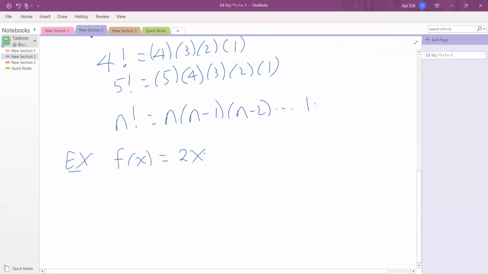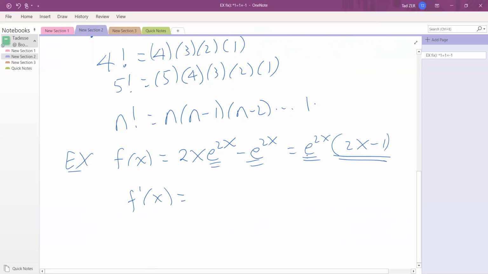2 times x e to the power of 2x minus e to the power of 2x. So you can do this in 2 ways. One is you can factor out if you want. You can see that e to the 2x is common. So you can factor that out, then you will have what? 2x minus 1. Now, if you want to find the derivative, we have to use what? Product rule.